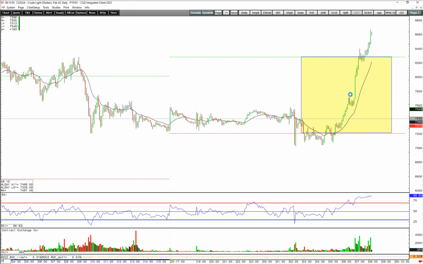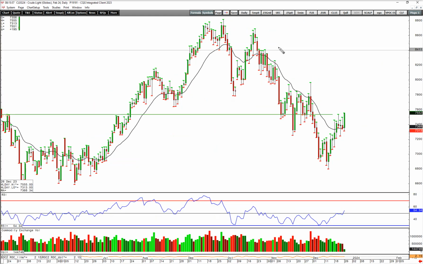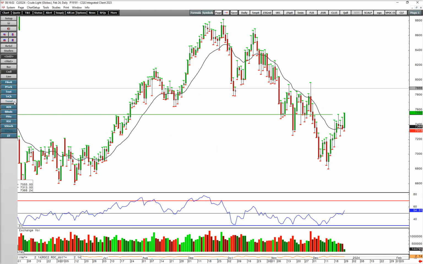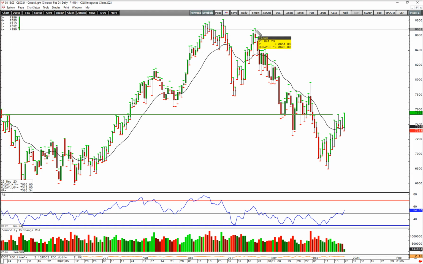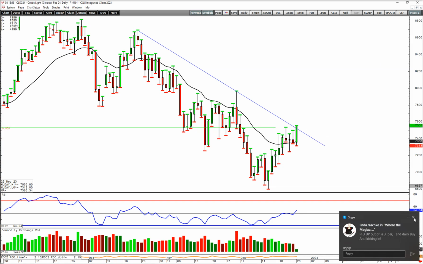Now that we have taken out this upside, it's not really a clear signal here, and that's part of trading, understanding when you have an edge and when you don't. And at this point, we have this trend line here. Okay, so that's potentially a positive, not confirmed yet.